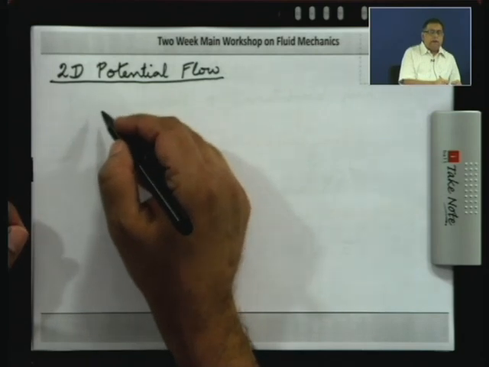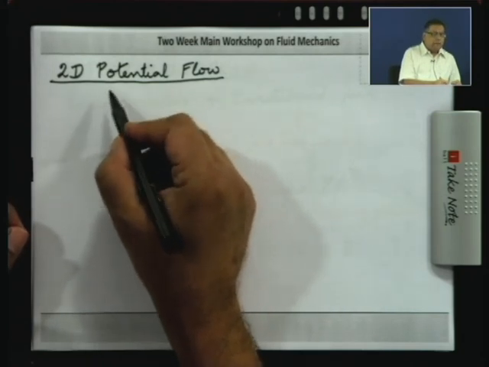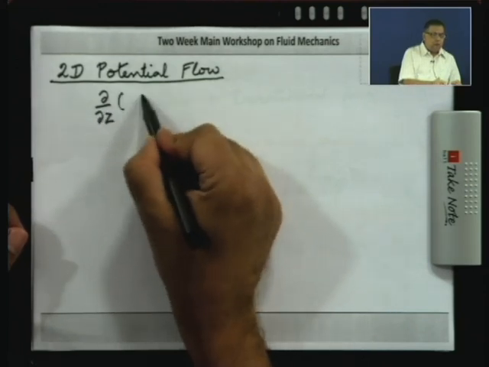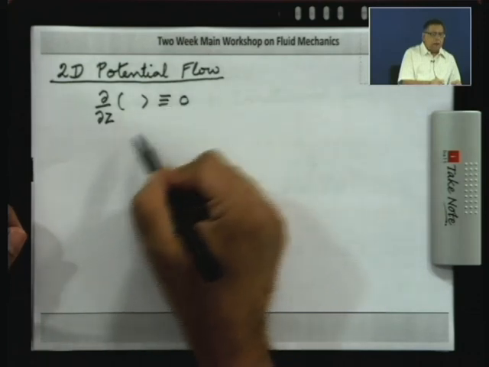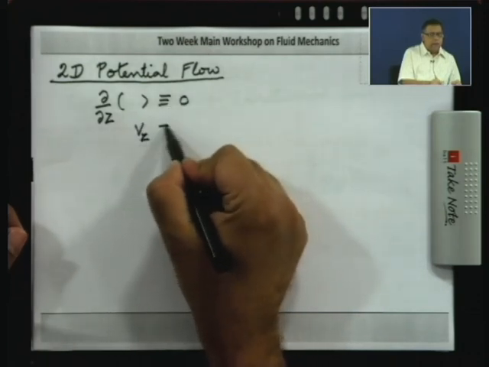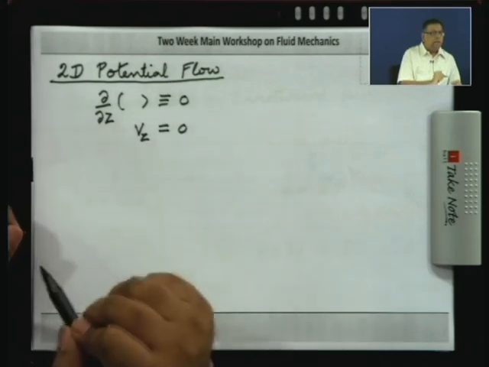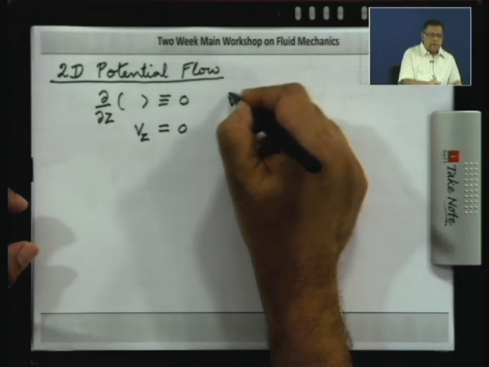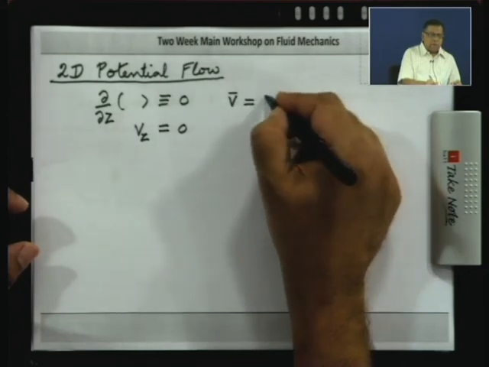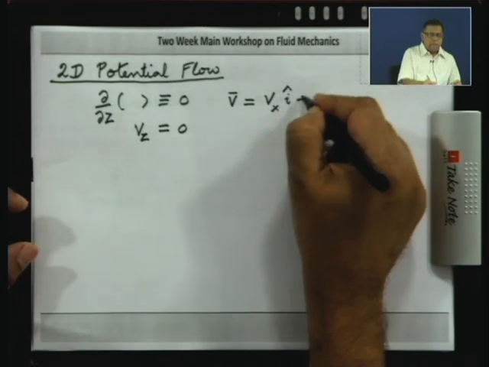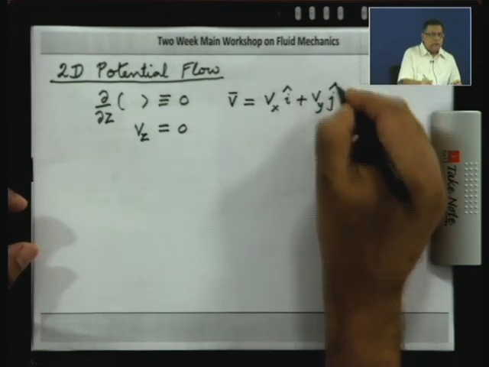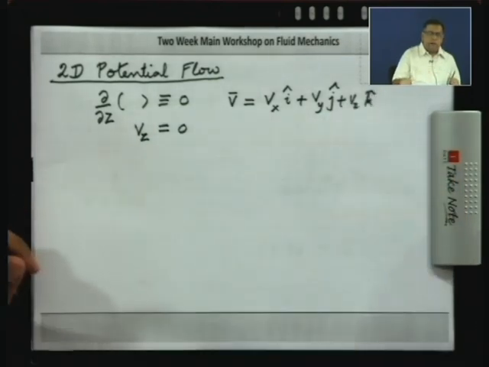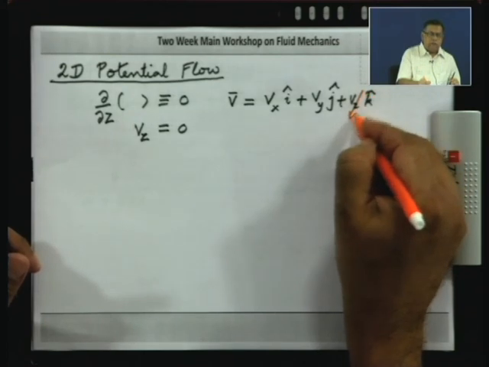Now, 2D means I can choose a coordinate system such that the gradients with respect to one coordinate, say z, of any flow quantity is 0, and the velocity component V z in that direction is 0. So, the velocity vector then I can write as V x i plus V y j, and also you have V z k in general, but we are dealing with a flow situation where V z is 0.